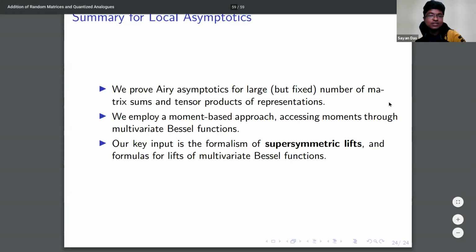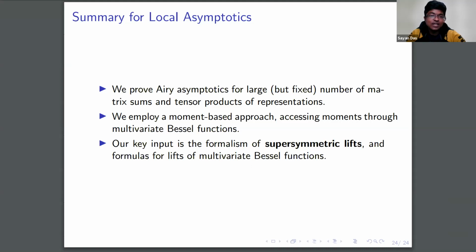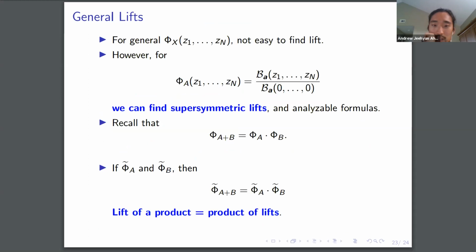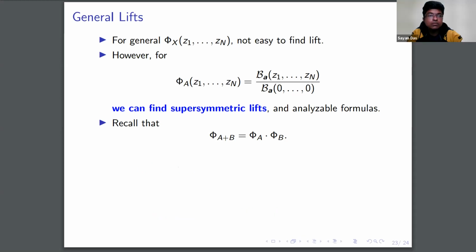I have a question about the origins of the supersymmetric lifts. Are they coming from the quantized analogues? It's not super clear where they're coming from. You can view them as coming straight from the random matrix models. You don't need to pass through the degeneration of quantized models to see this supersymmetric lift.